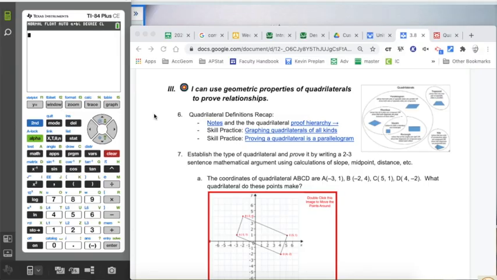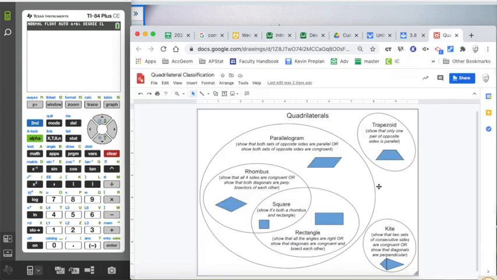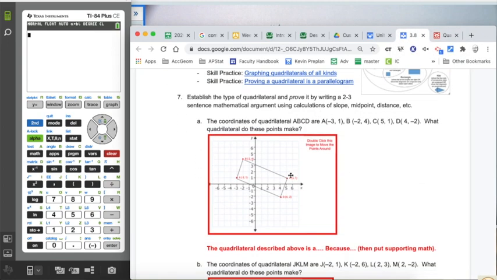This is topic number 3 of the Algebraic Connections Study Guide. We are going to use geometric properties of quadrilaterals to establish relationships. Those relationships are linked in the notes and this Venn diagram of quadrilaterals that shows you what you would need to actually prove in order to demonstrate that the shape is a parallelogram, a square, or whatever.